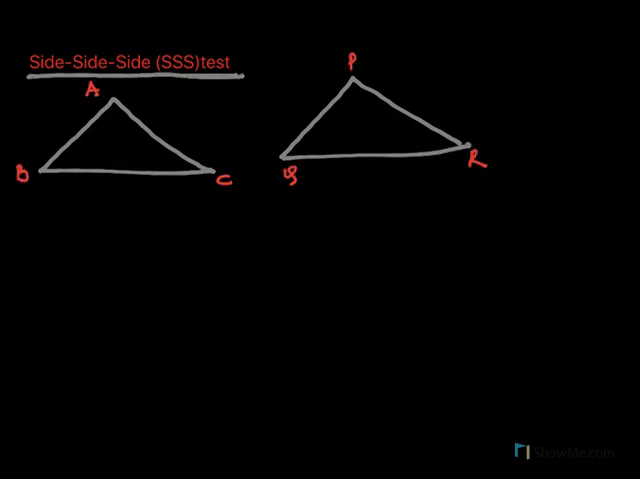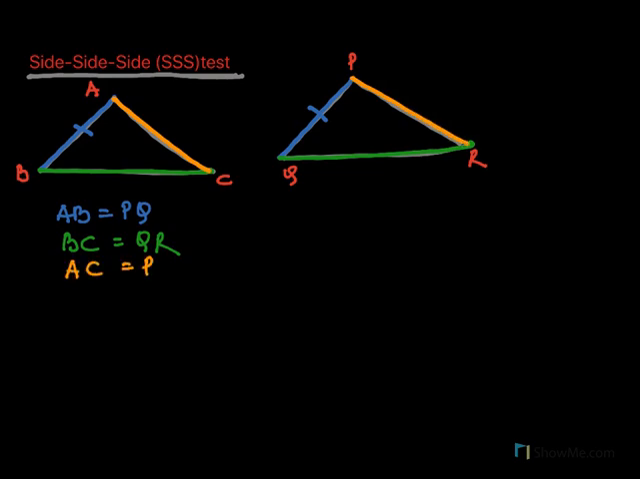Now for this test, we need to show three sides of one equal to three sides of the other triangle. So we have here AB is equal to PQ. Let's write that. Then we have another side we need, that is BC equal to QR, and the last one we have AC equal to PR.